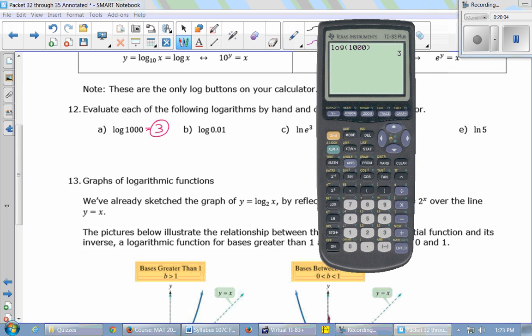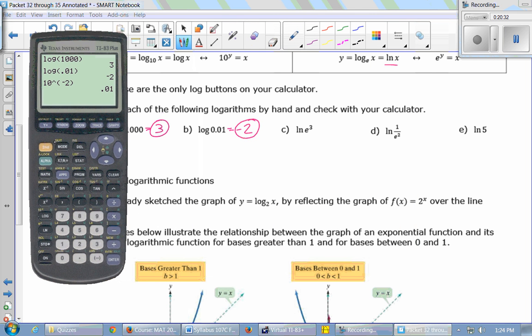0.01 is 1 over 100. What power do you raise 10 to get 1 over 100? Negative 2. 10 to the negative 2 is 0.01. So we can check, log of 0.01 should tell me negative 2. And you can also check by doing 10 to the negative 2, you get 0.01.